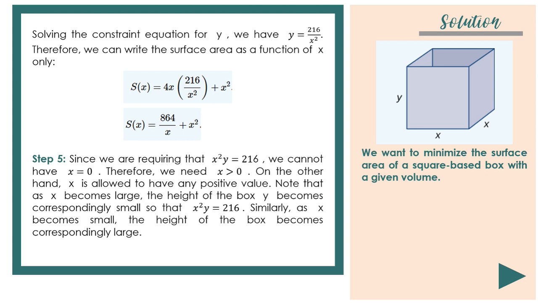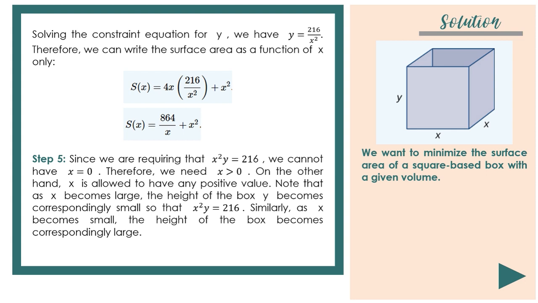And then, makansel kita isa ka values ng x dere, so we have 864 all over x plus x squared. Since we are requiring that x squared y is equal to 216, we cannot have x nga 0. So, syempre, hindi pwede nga 0 ang aton nga x. So, ang x naton dapat is greater than 0.